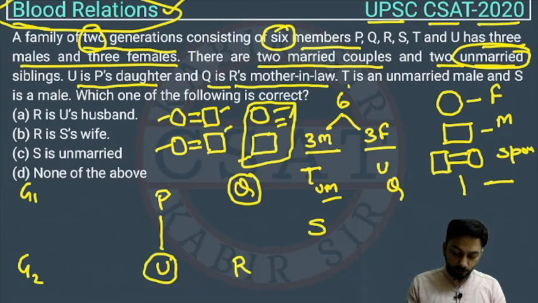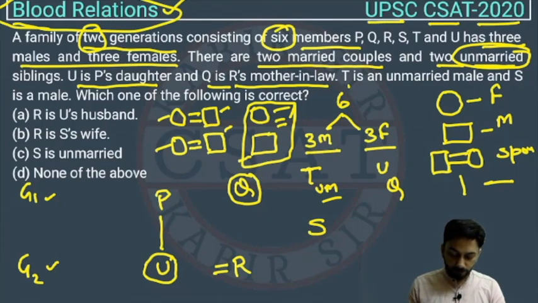So now they have given two married couples. So here will be one married couple in generation 1, and in generation 2 also we will have a married couple. Why? Because R is, what? R is the daughter-in-law, maybe daughter-in-law or maybe son-in-law, because we know Q is the mother-in-law, right?